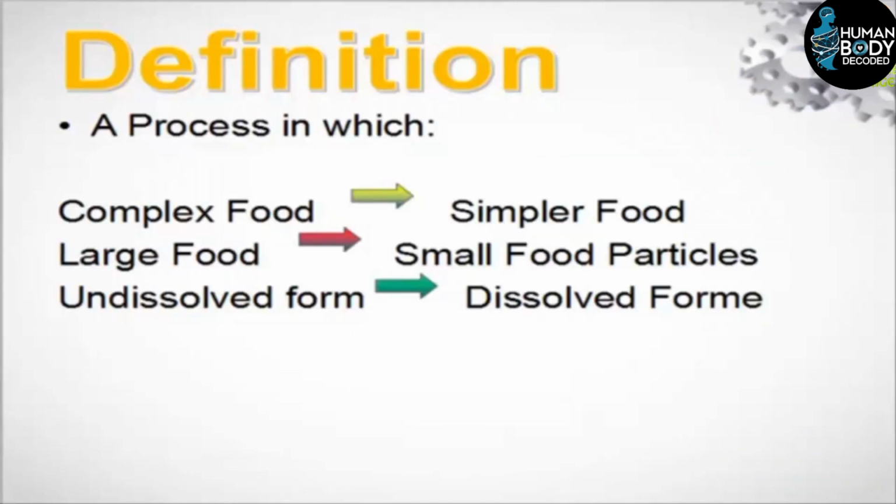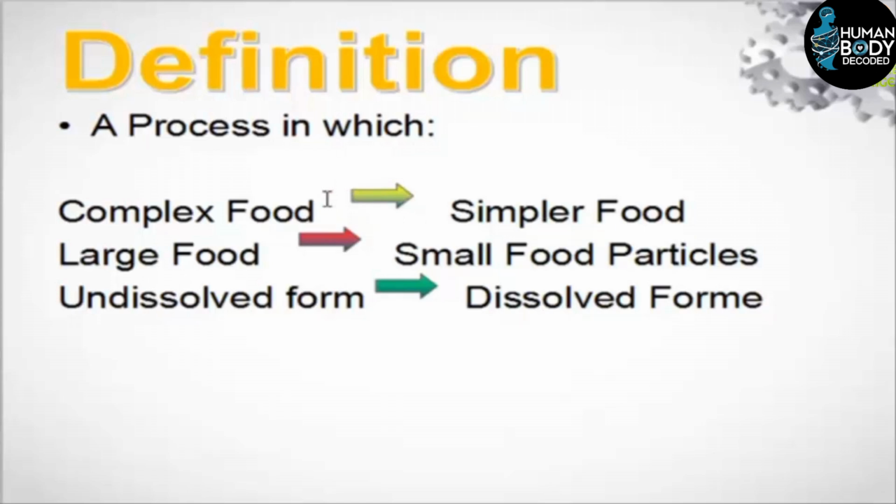You can find many definitions, but I have simplified it to make it easier for you. In simple terms, digestion involves three key things. First, the food we eat is complex, and this complex food is converted into a simple form. That is, whatever we eat consists of biological molecules such as proteins, carbohydrates, lipids, and nucleic acids.